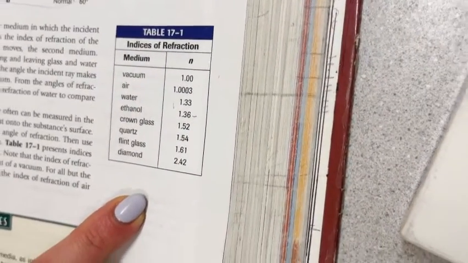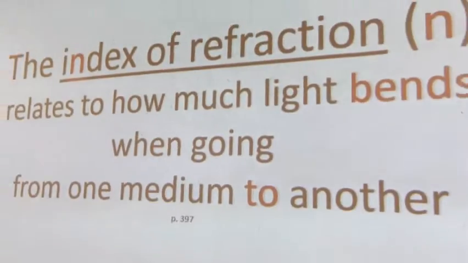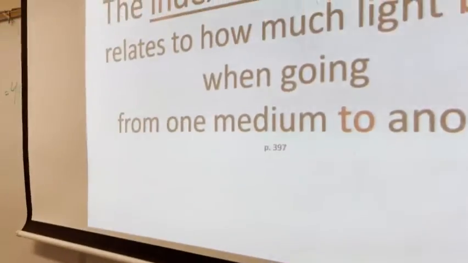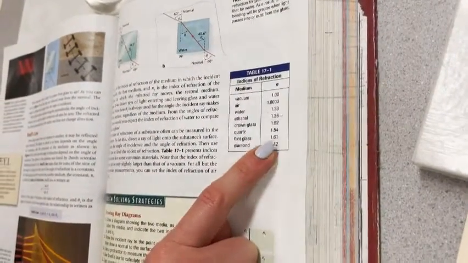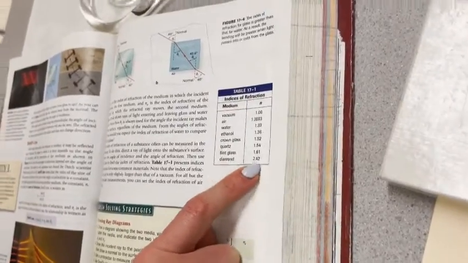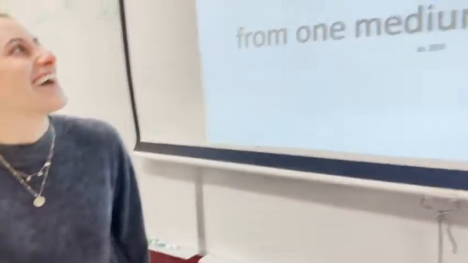And here is our table of refraction. So we said it's a relationship to how much light bends when going from one medium to another. So greater index of refraction means more bend. That's like diamonds.